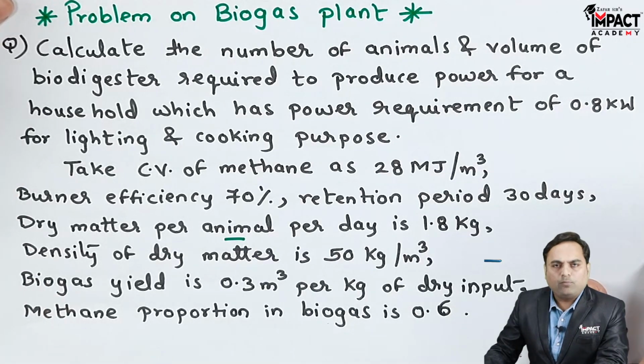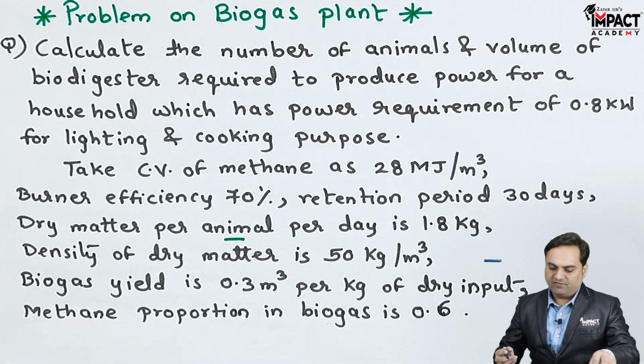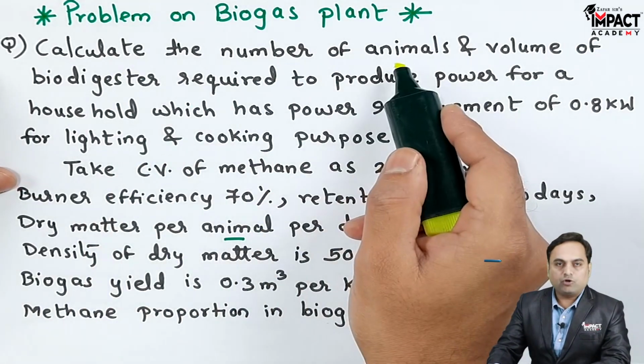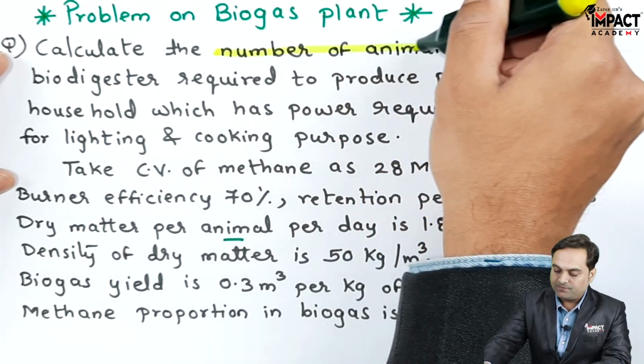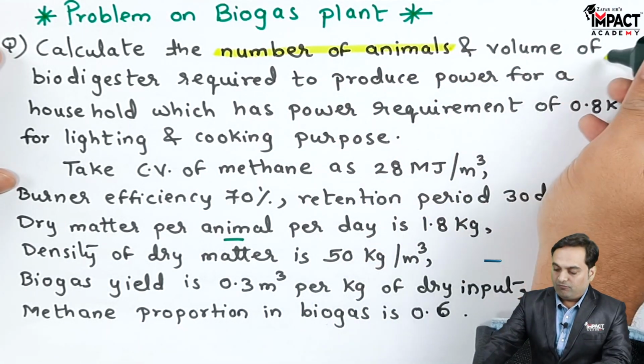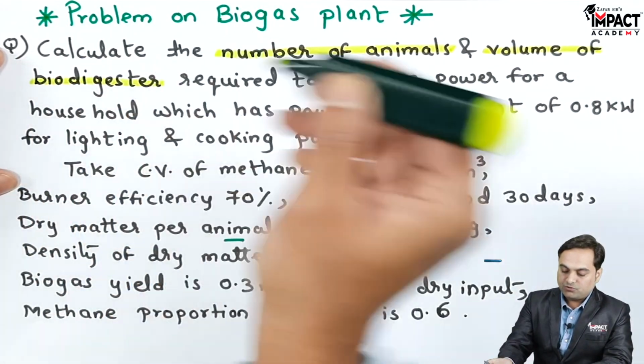Now let us see a problem on biogas plant. Here is a question. It is given, calculate the number of animals. So the question is, we have to find the number of animals and the volume of the biodigester. So these are the questions.